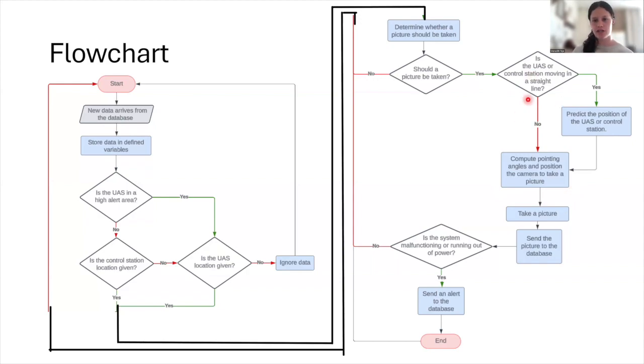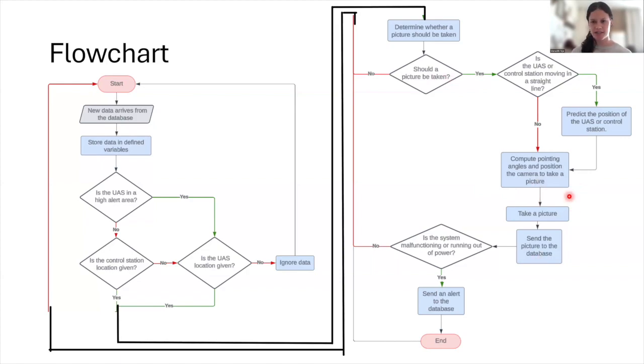Regardless of whether the location is predicted or not, both of these lines will end up back at computing the pointing angles and position of the camera and positioning the camera to take a picture. So if it's moving in a straight line, it will predict the location and use that to compute the pointing angles. If not, then we're going to go straight to computing the pointing angles. And it should be noted that this is all under yes, a picture should be taken.